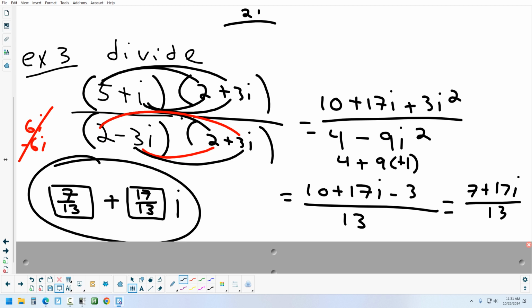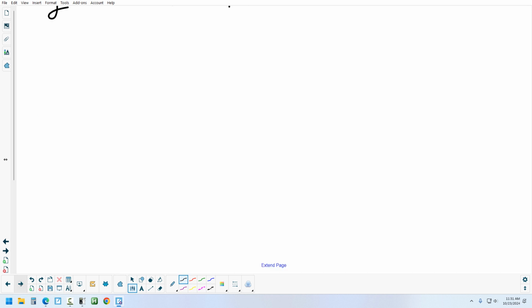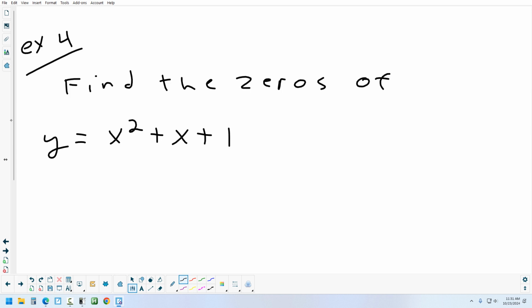Okay. So that's the review of adding, subtracting, multiplying, and dividing. Any questions on complex numbers? So now, any of those things that we just did could come up in this problem. We're just going to find the roots, and if they come up imaginary, now we know how to deal with imaginary numbers. Okay. So to find the roots, what do you set that equation equal to? 0. Set it equal to 0.